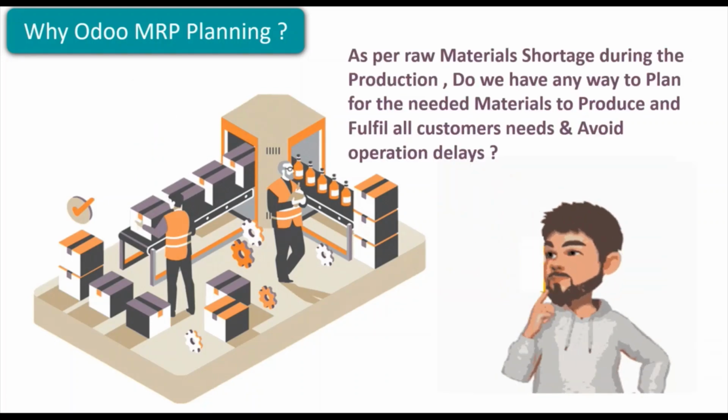As for raw material shortage during the production, do we have any way to plan for the needed materials to produce and fulfill all customers' needs and avoid operation delays?